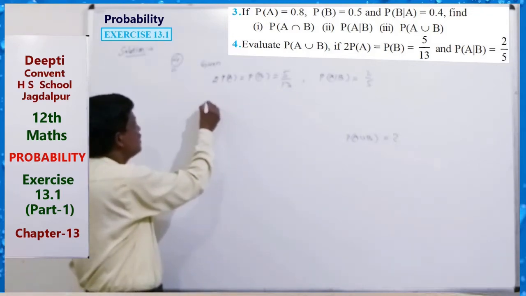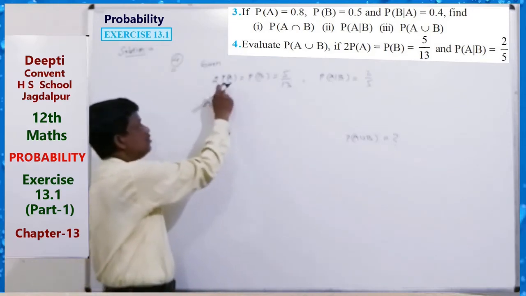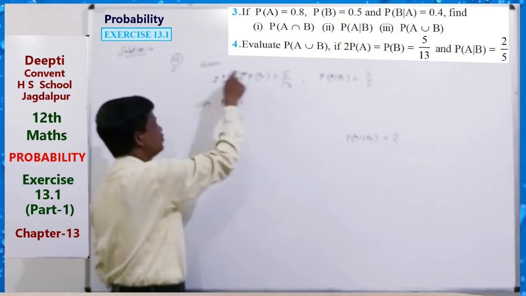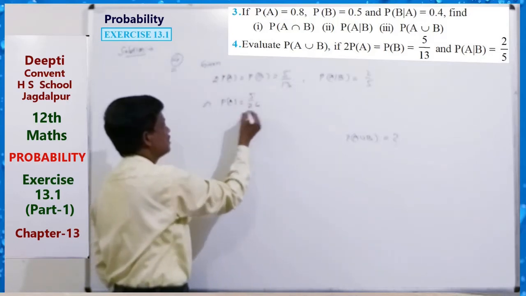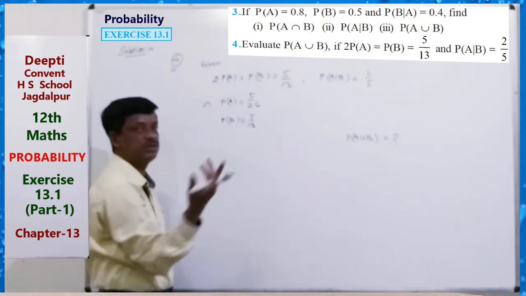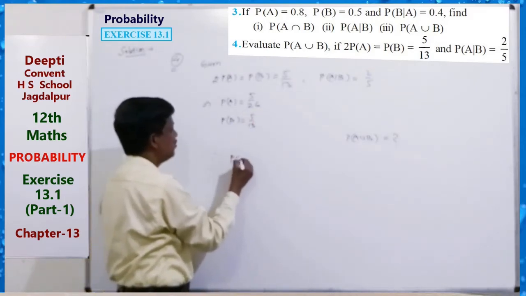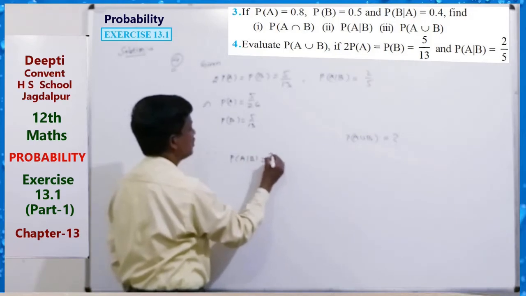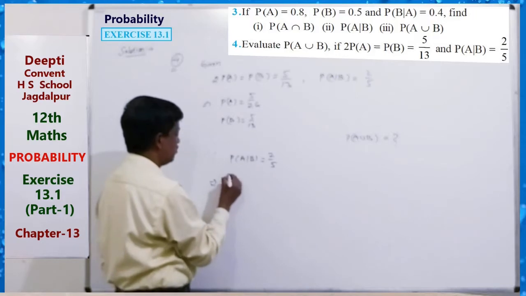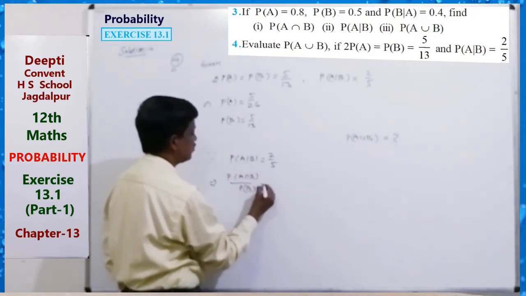So in this relation, this equals this equals this, then P(B) equals this, P(A) equals this. That means P(A) equals 5 upon 26 and P(B) equals 5 by 13. So P(A) and P(B) are now known. Also P(A|B) is equal to 2 by 5, and we know by conditional probability P(A intersection B) upon P(B) equals what?